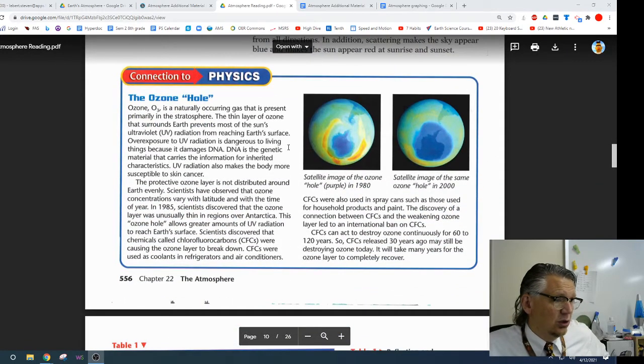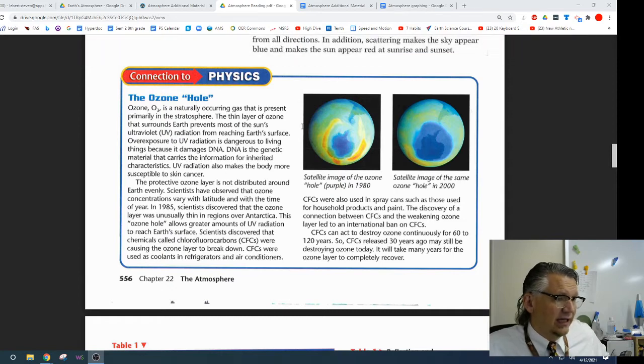The ozone hole. Ozone, O3, is a naturally occurring gas that is present primarily in the stratosphere. The thin layer of ozone that surrounds the Earth prevents the sun's ultraviolet radiation from reaching the Earth's surface. Overexposure to UV radiation is dangerous to living things because it damages DNA. DNA is the genetic material that carries the information for inherited characteristics. UV radiation also makes the body more susceptible to skin cancer.